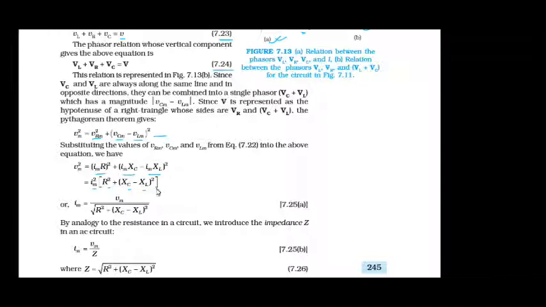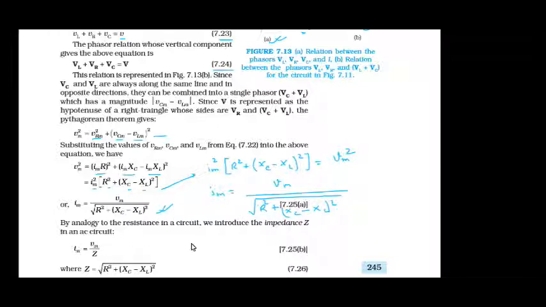How did it come? From this equation, one step we can write IM square bracket R square plus XC minus XL whole square is equal to VM square. So IM is equal to VM upon under root R square plus XC minus XL whole square. So IM is equal to this.